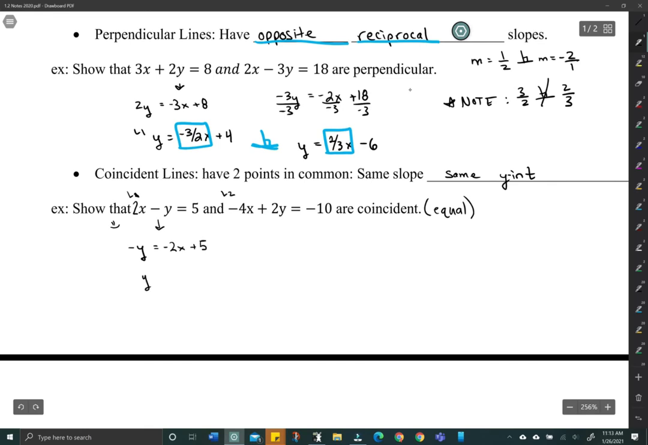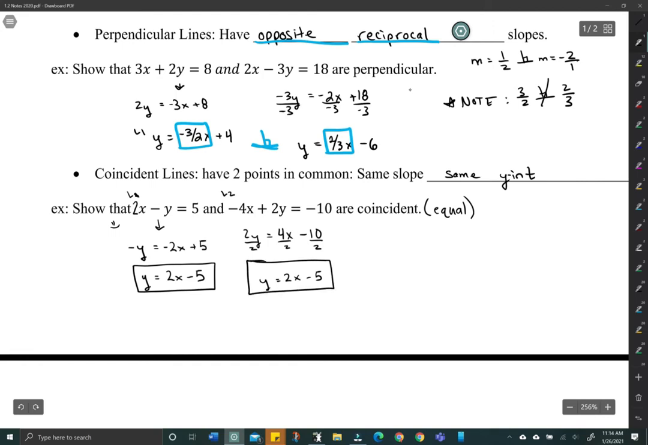That's the real equation. For this one, we're going to have 2y is equal to positive 4x minus 10. If we divide by 2, we have y is equal to, hey, look at that, 2x minus 5. That's why I had to fix that. These two are the same equation, meaning they're coincident.